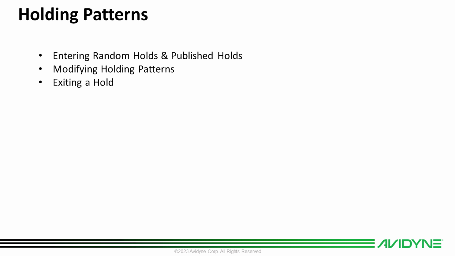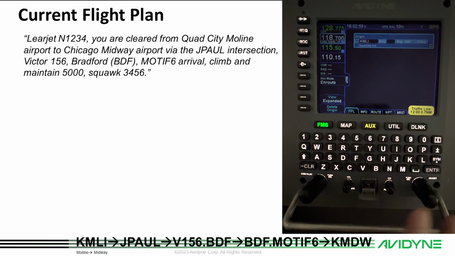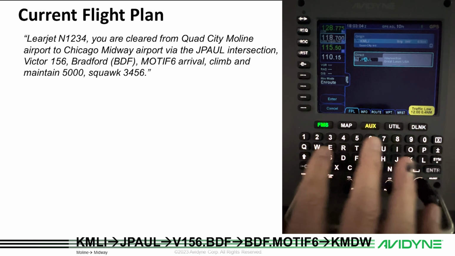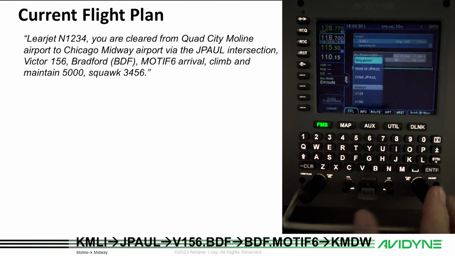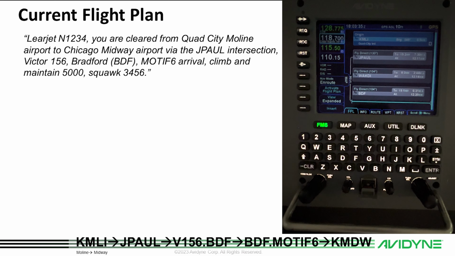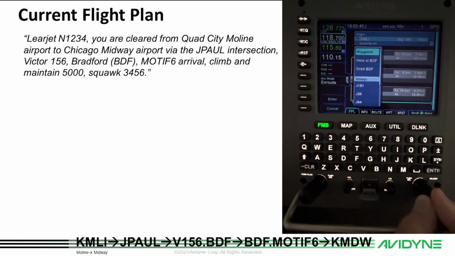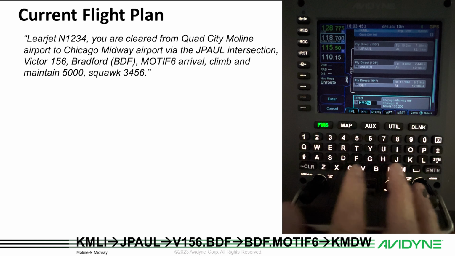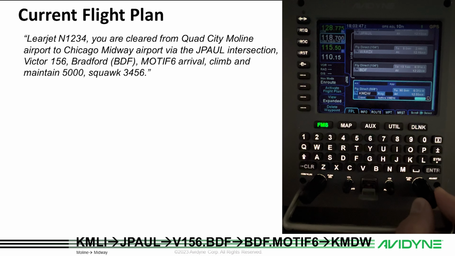In this lesson, we will cover entering of random holds and published holds, modifying a holding pattern, and exiting a hold. We are currently flying the following flight plan from Quad City Moline Airport to Chicago Midway Airport via the J. Paul intersection, Victor 156 to Bradford, Motif 6 arrival as shown here. As you can see, I'm loading up this flight plan to get this demo set up. Please refer to prior lessons for more details on how to enter flight plans. It's fully covered there.